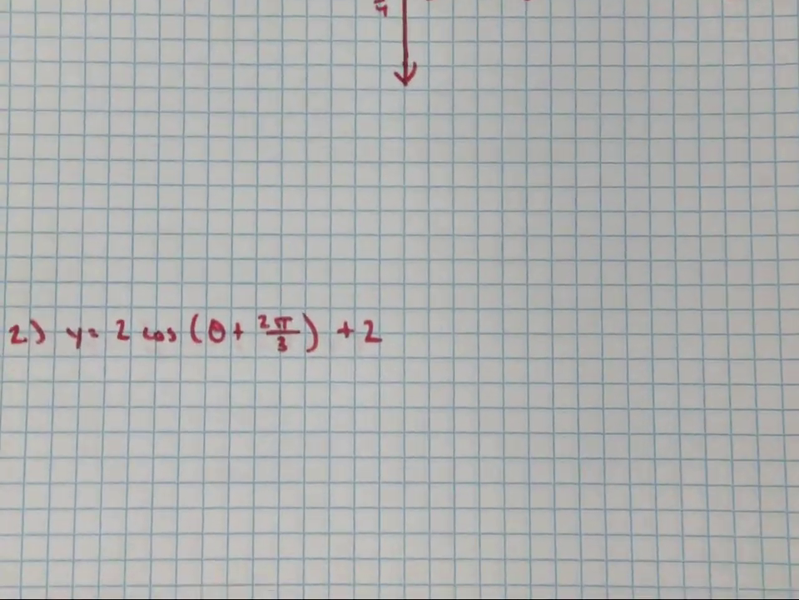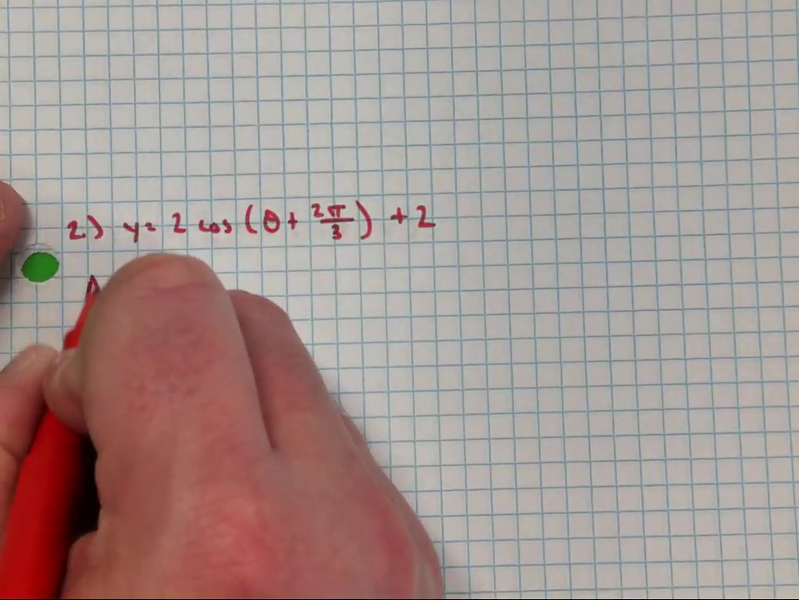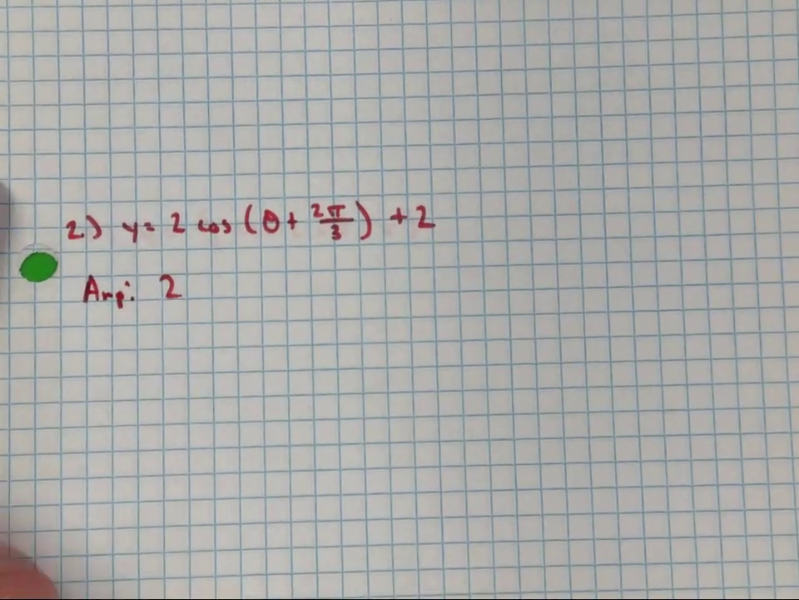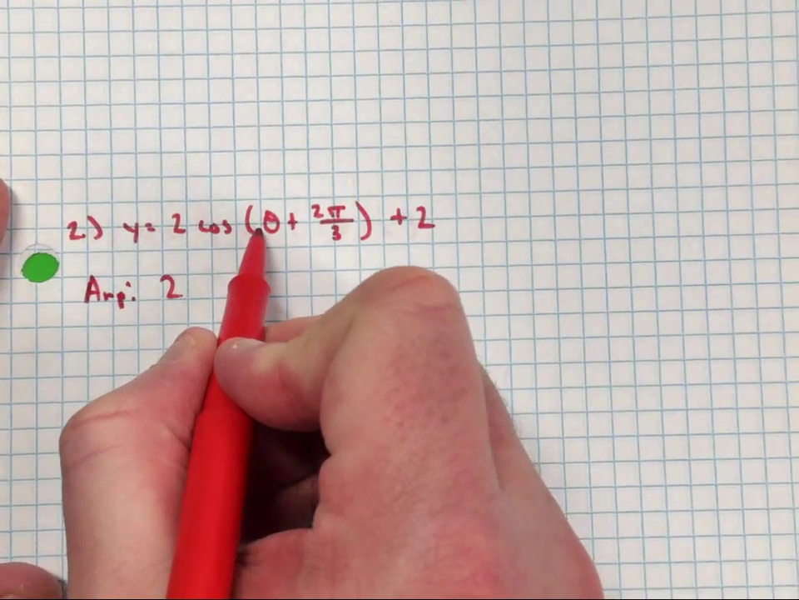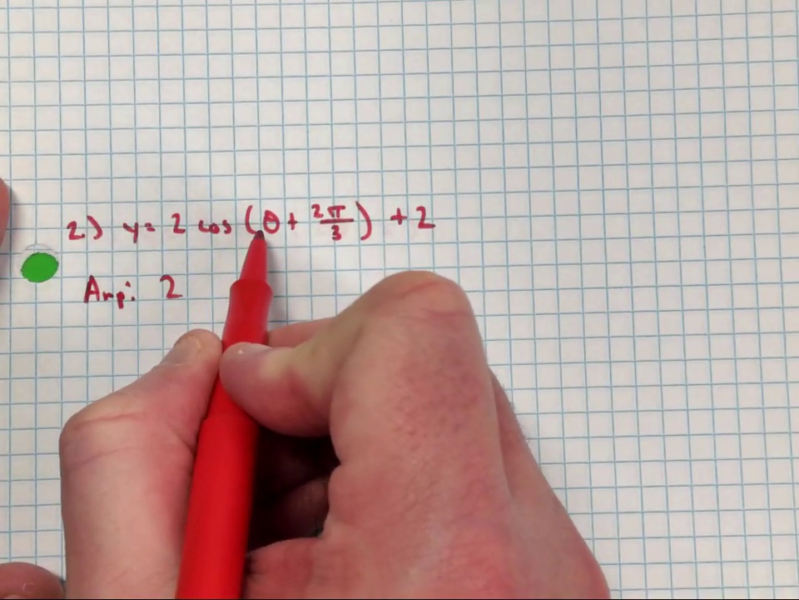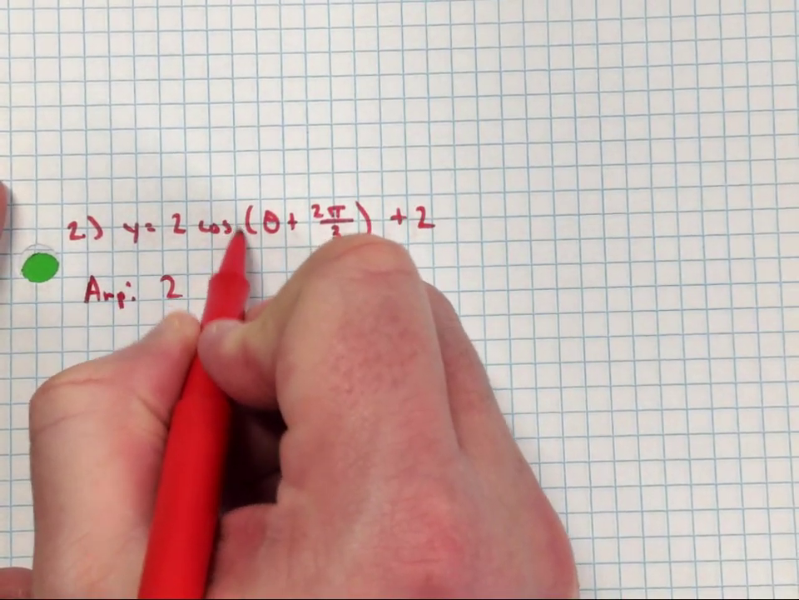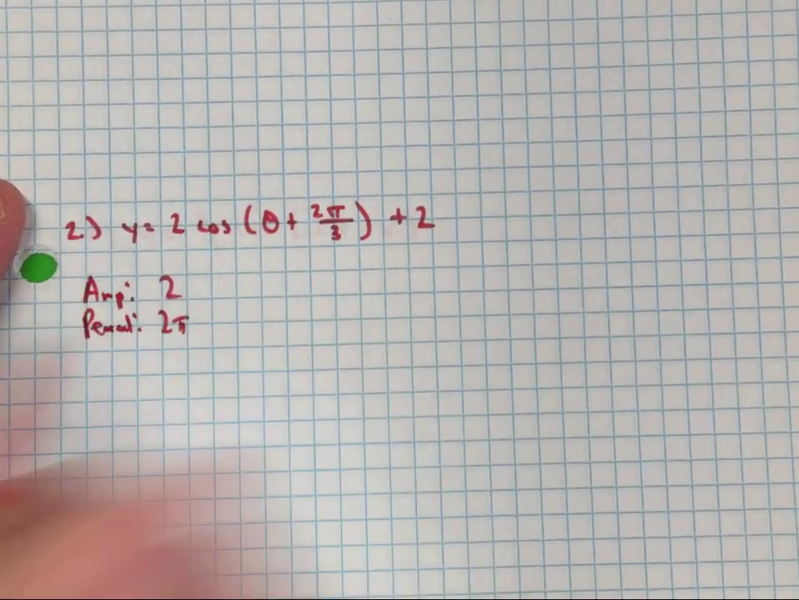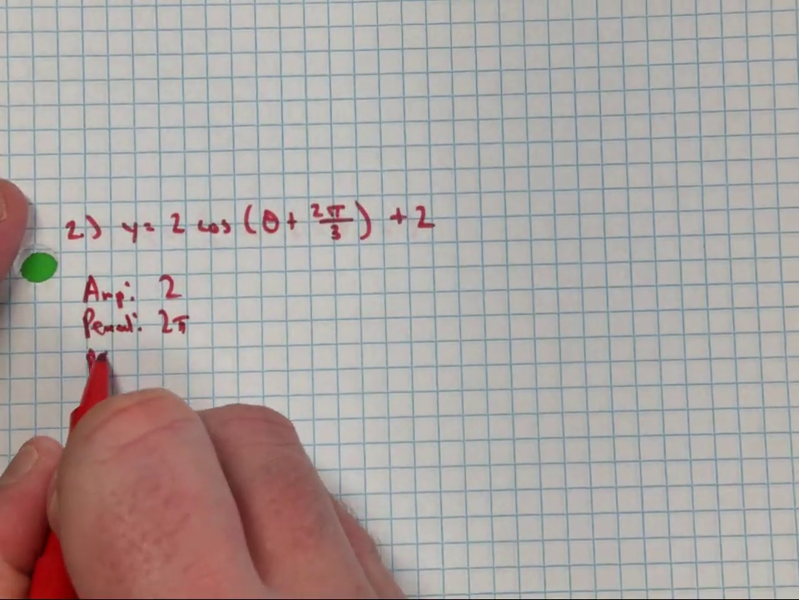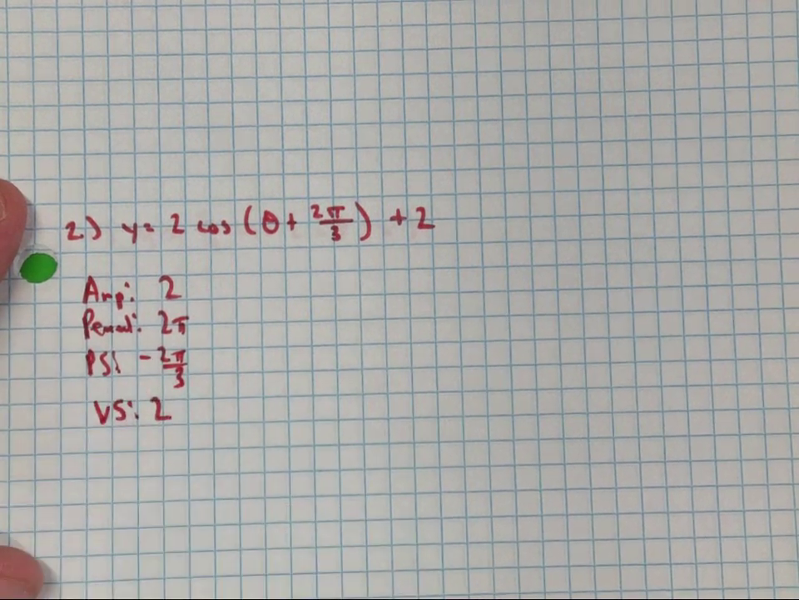Alright, let's look at number 2. On number 2, would you need to make a table? Yes, you got a lot going on there, okay? Alright, so what is my amp there, Jesse? 2, and I found that by finding the absolute value of A. Alright. Now look at this. Is there a number sitting there? No, so do I need to factor this one? No. Alright, so my B value is understood 1 here. So my period is 2 pi divided by 1, which is 2 pi. What is your phase shift? Very good. What's your vertical shift? 2. Very good.